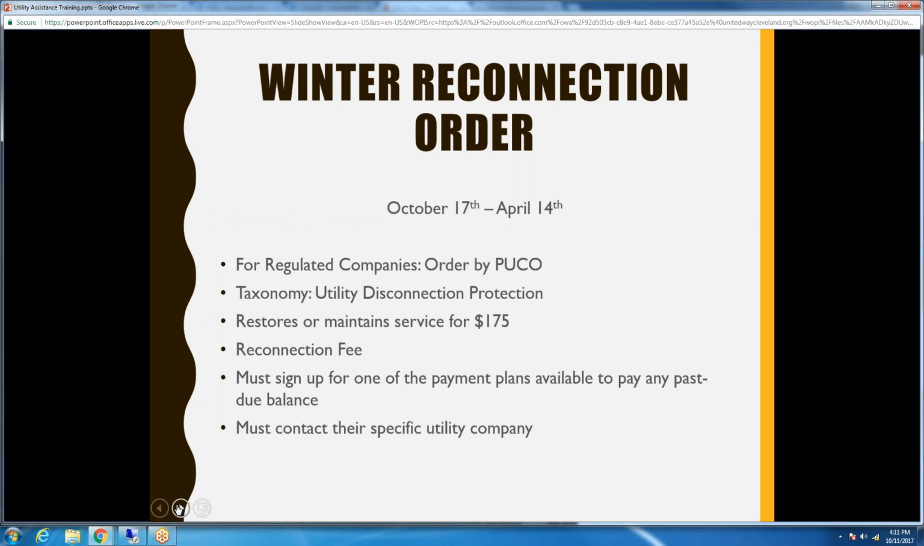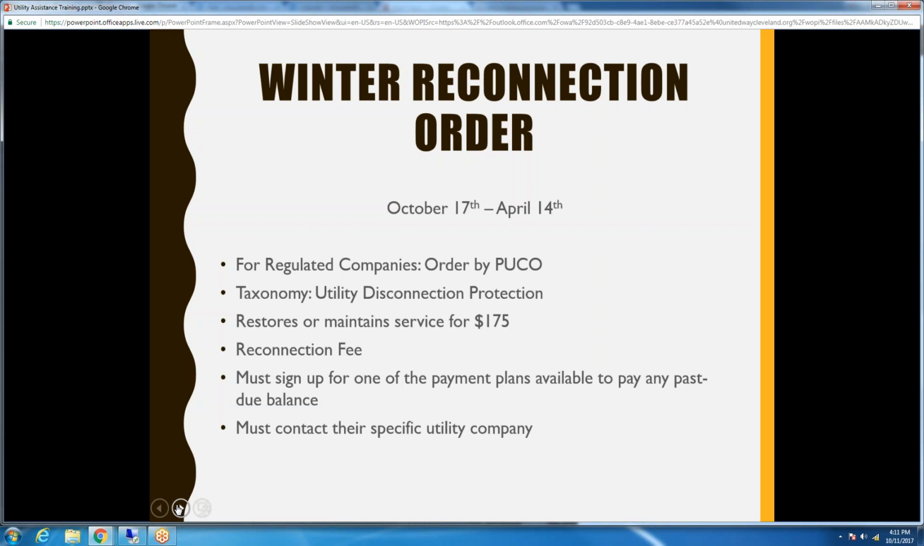So just keep that in mind when you're explaining this to people, that it's actually a little bit more than $175. But a customer can pay out of their own pocket and would contact the utility company directly. When they call, they must mention that they want to use the winter reconnection order, or that money may just go to the past due balance, and that's not going to help them out at all.